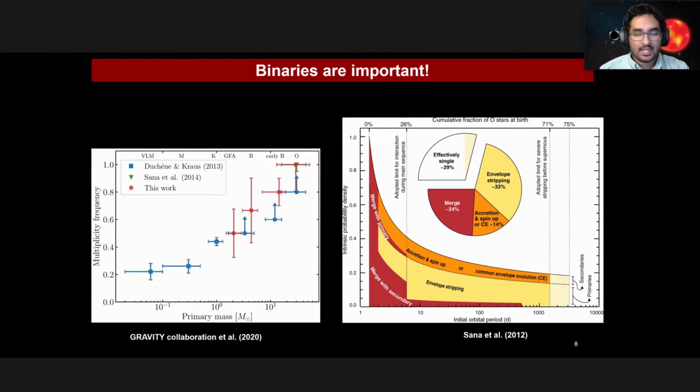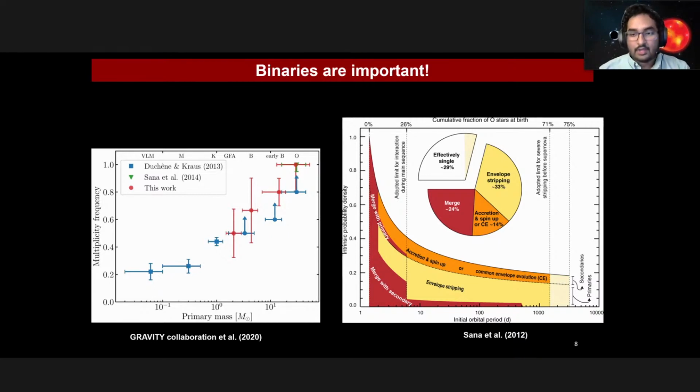So a point I touched on earlier is that binary interactions have a significant impact on the evolution of massive stars. This figure from the GRAVITY collaboration on the left illustrates how the multiplicity fraction varies with the mass of the star. Essentially, we see that nearly all massive stars are in binaries or higher order systems. This means that it is very crucial to understand binary interactions and how they affect the lives of these massive stars. This classic figure from Sana et al. shows that about 70% of massive stars are affected by binary interactions, which include mergers, common envelope evolution, and envelope stripping.